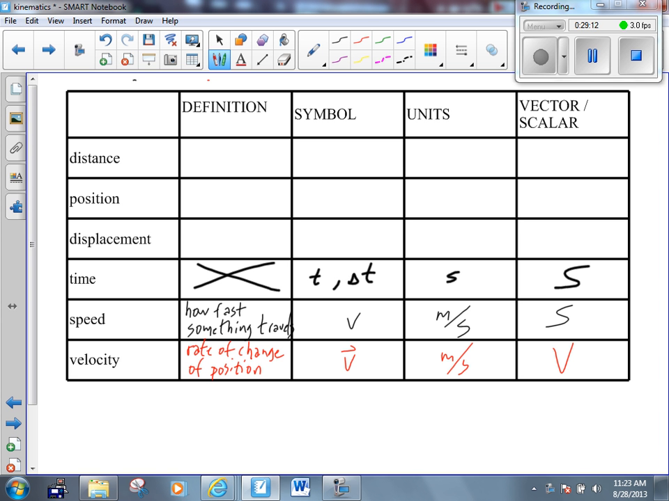Drive to Edmonton, drive back again. What's my average speed? About 110 kilometers per hour. What's my average velocity? About, well, not about, exactly 0. How can it be 0? How can my average velocity be 0 when I went from Okotoks to Edmonton and back again?